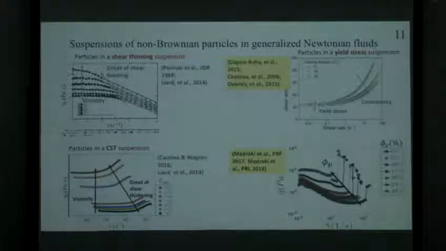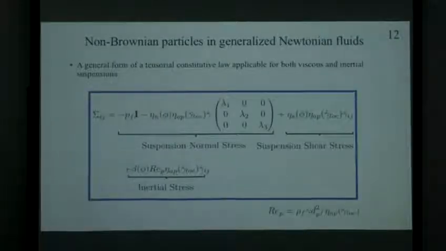Can you give me some examples where it fails? And so, if I go back to the general closure that I introduced, in the case of a generalized Newtonian fluid, I can adopt the same closure.